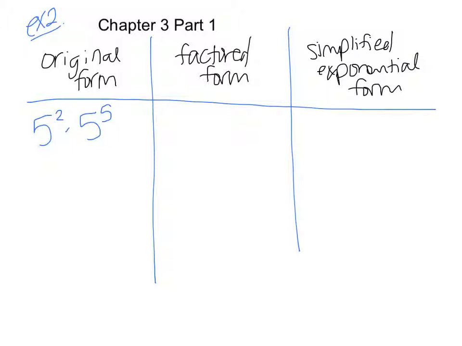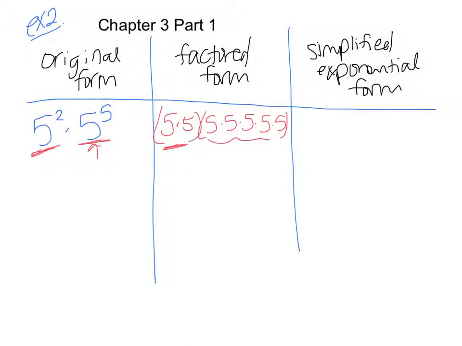What we're going to do is write that out in the factored form. When you hear the word factored, that means breaking it down as simple as possible. So 5 squared just means we have 5 times 5. 5 to the 5th means we have 5 times 5 times 5 times 5 times 5. So we have 2 5s here for our 5 squared, 5 5s here for our 5 to the 5th power.